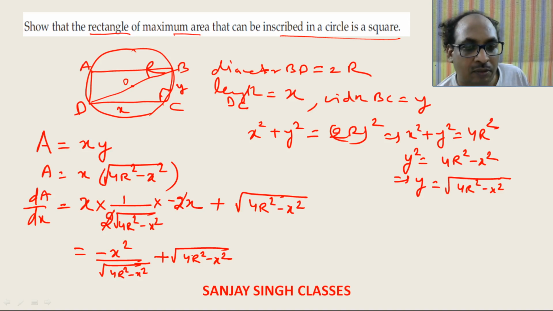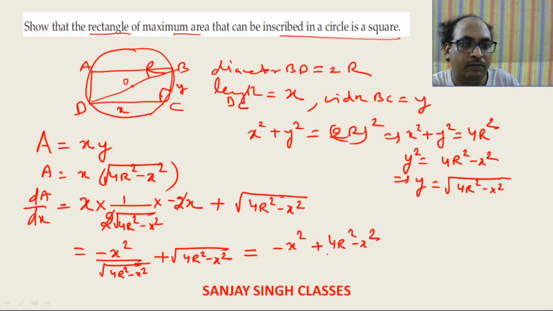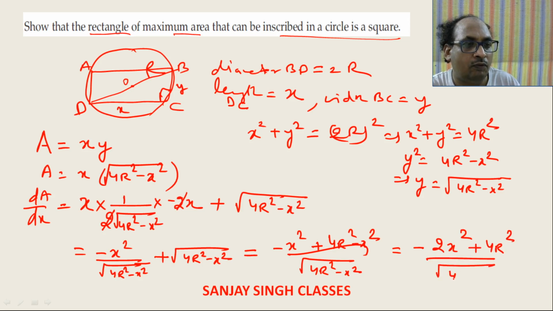Okay, so in this case, if we solve, we will get minus x square plus 4r square minus x square divided by whole root 4r square minus x square. And here we have got minus 2x square plus 4r square divided by whole root 4r square minus x square.